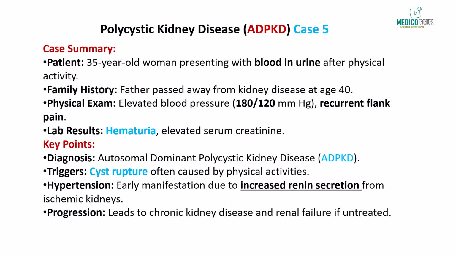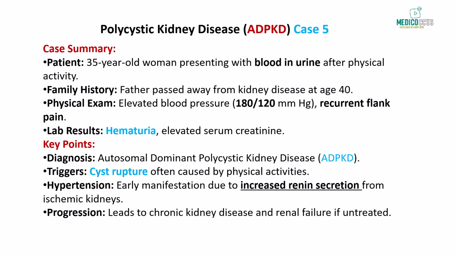In our final case for autosomal dominant PKD, we have a 35-year-old woman who presents with blood in her urine after working in her garden. She has a history of recurrent flank discomfort, but no dysuria or urinary frequency. Her father passed away from kidney disease at age 40. On examination, her blood pressure is elevated at 180/120 millimeters of mercury, and laboratory results reveal hematuria with elevated serum creatinine.